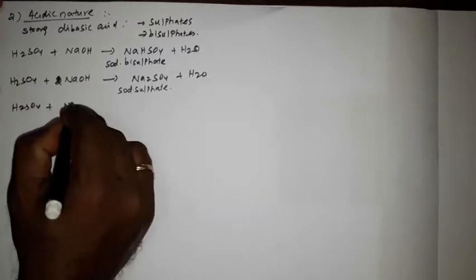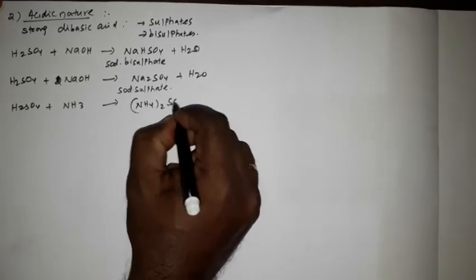Then H2SO4 can react with ammonia, NH3. NH3 is the base, so we are getting ammonium sulfate, (NH4)2SO4. This is ammonium sulfate, balance the equation, put 2 here, right? Okay, so that's all about acidic nature.